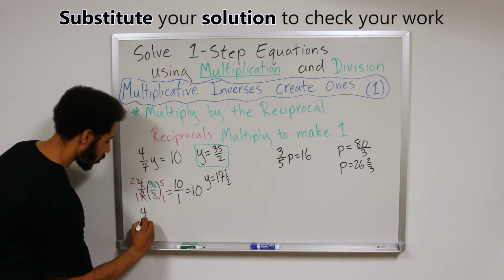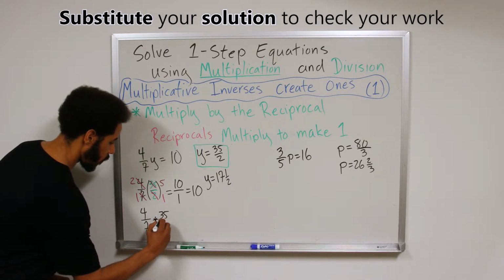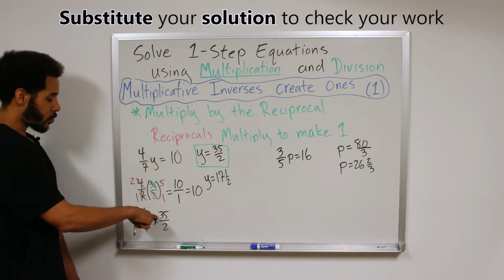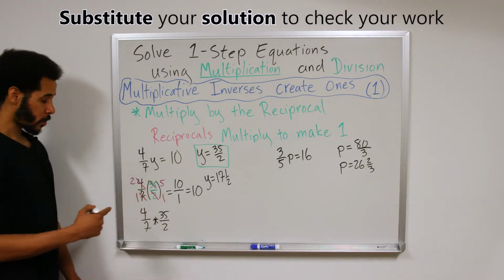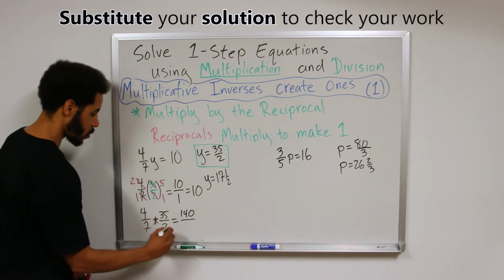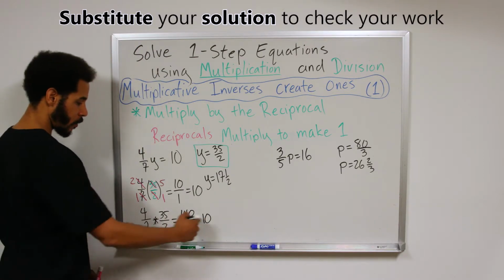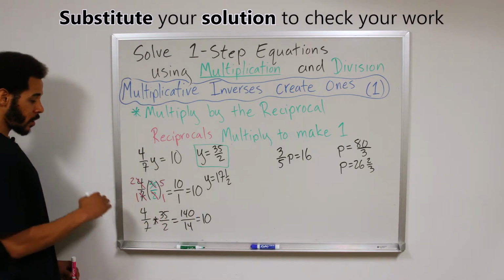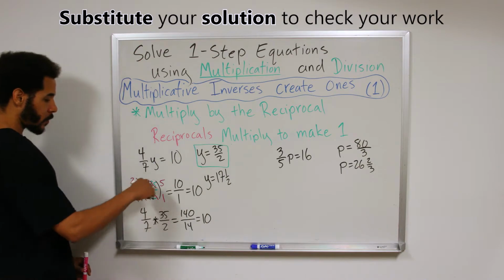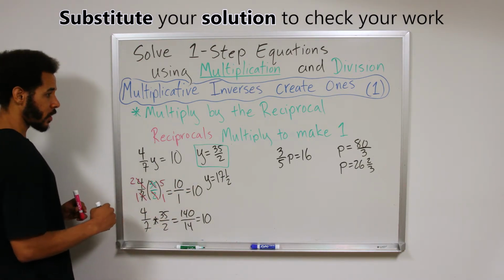Just for fun, I'll show you the long way. 4/7 times 35 over 2. 2 35s is 70, so 4 35s is 140. This is 140. 7 times 2 is 14. This also equals 10. If you prefer this way, that's fine. Spend a little extra time. Work up to being able to save your time and not deal with such large values by cross simplifying.